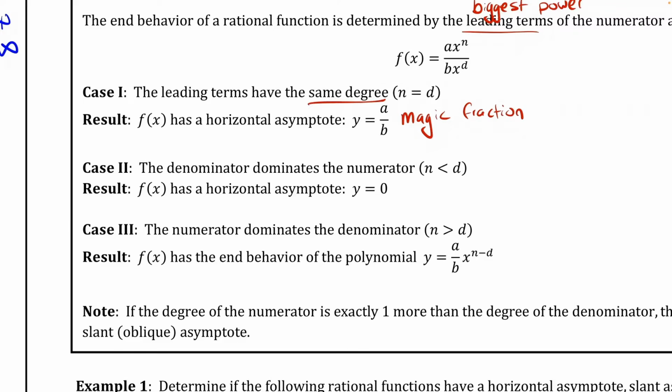What happens if the denominator is bigger? So this is saying I have something on the top that's nice and small, and something on the bottom that's nice and big. If the bottom is bigger, the answer here is that the horizontal asymptote is 0. So this turns into 0. And again, using these words, the horizontal asymptote. What does horizontal asymptote mean again?